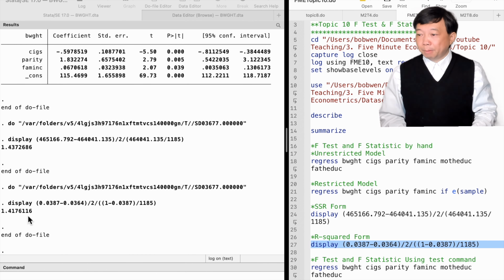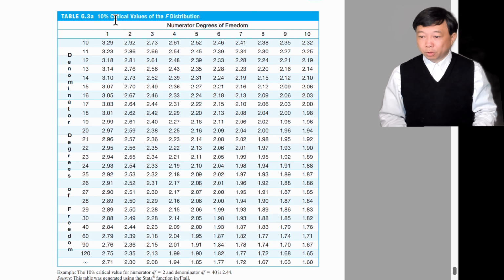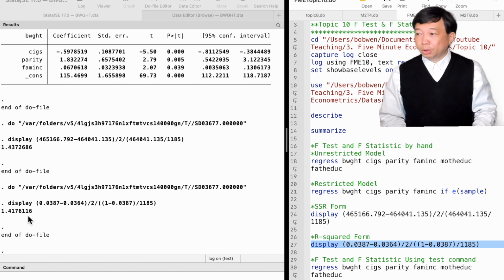The final step is to compare the F statistic with the critical value. The 10% critical value of the F distribution with 2 numerator degrees of freedom and infinite denominator degrees of freedom is 2.3. The statistic is smaller than the critical value, so we cannot reject the null hypothesis at the 10% level that the parents' educational levels have no effect on child birth weight after controlling for cigarettes, birth order, and family income.